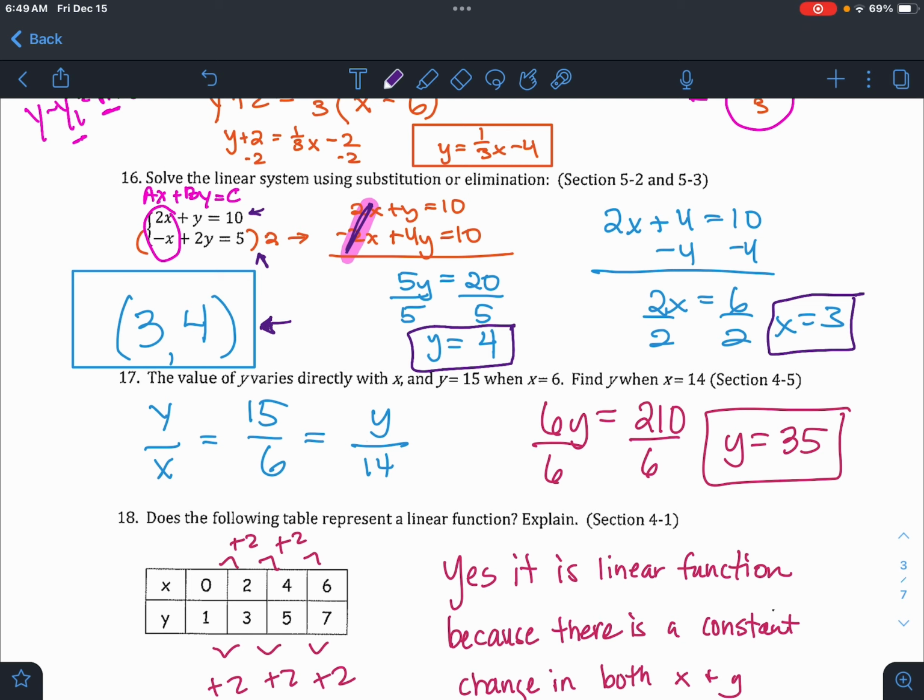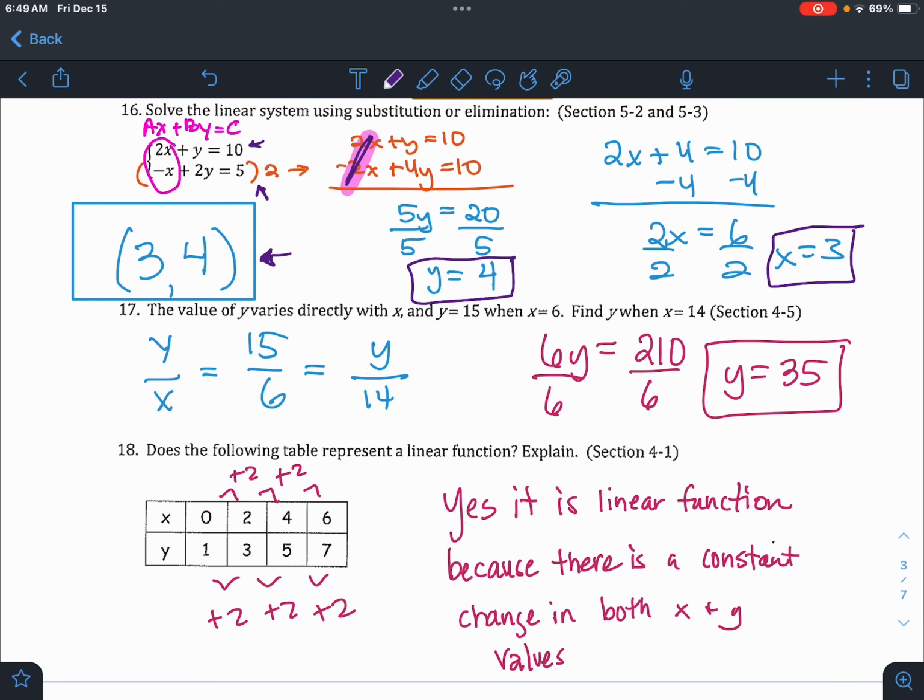On 17, this is another proportion question. As soon as it says that y varies directly with x, we're saying that y is proportional to x. And we know that our slope is always y over x. So we keep it in that format, right? If I know that y is 15 when x is 6, what will y be when x is 14? And I can just use my cross products to get 6y equals 210, and then I isolate the variable, solving for y.